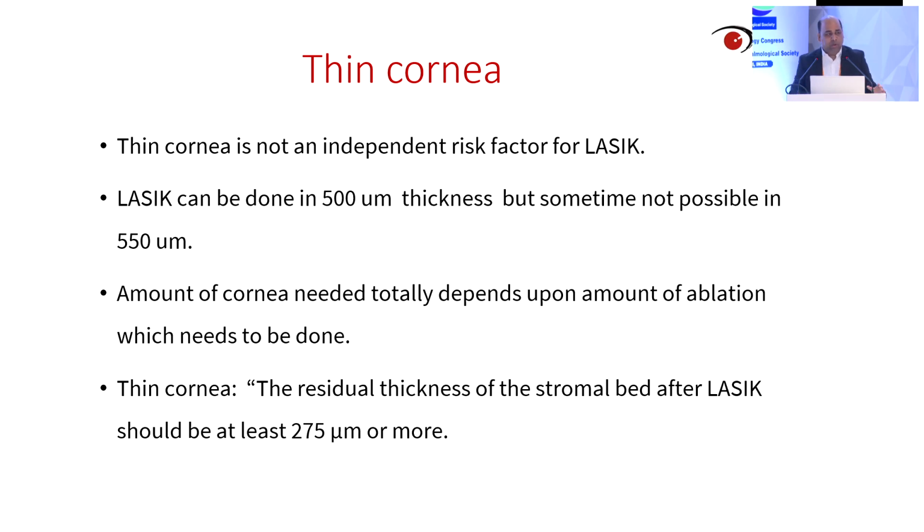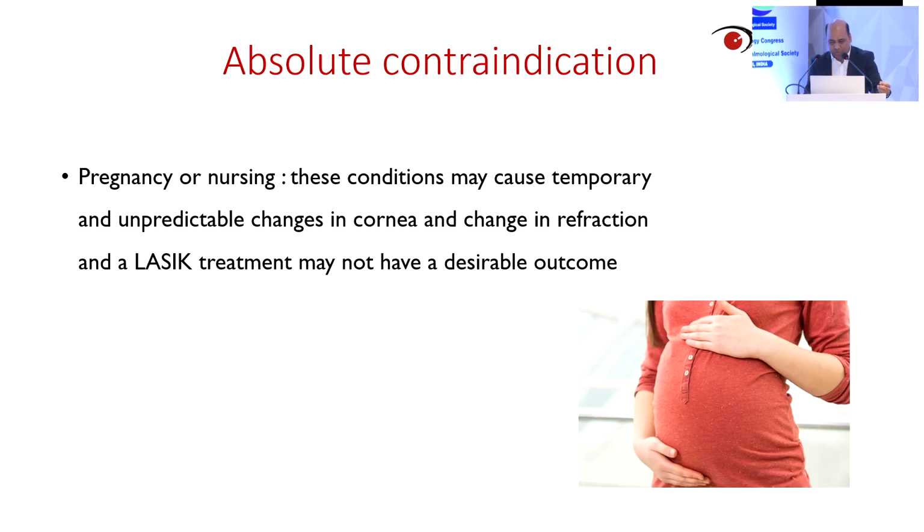The other important factor is, again, the RSB. You have to calculate how much you're treating and how much you're saving. If you're saving 300, you're in the safe zone and you can treat. If you're treating 3 or 4 diopters in a 490 cornea and the residual is 300, you're pretty safe, so you can go for the procedure.